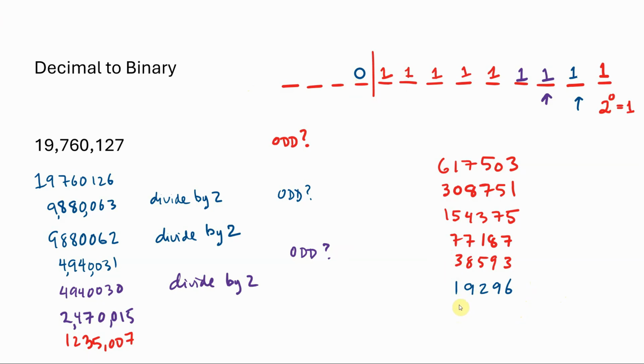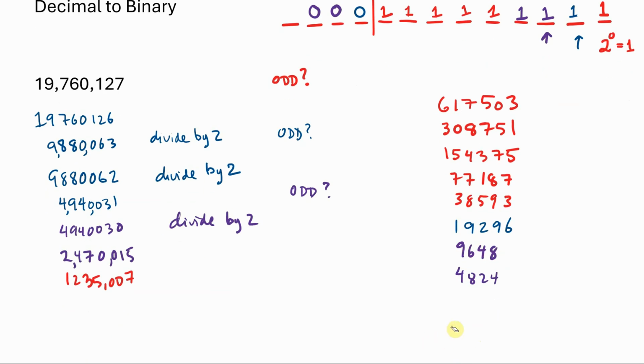And I happen to get 9648. Again, it's an even number, so we'll put a 0 in this place. We don't subtract 1, we just keep dividing. Repeat the process. We get 4,824. So that's another 0. Divided by 2. Now we're getting a string of even numbers. So 2412. So that's a 0.